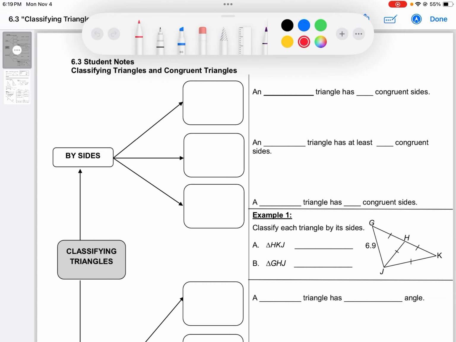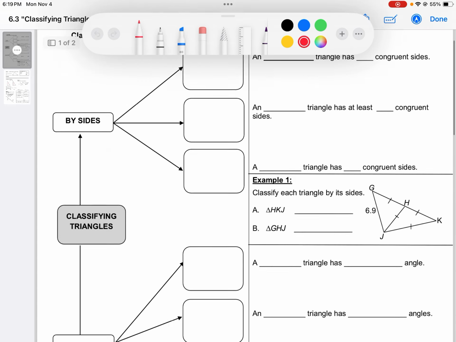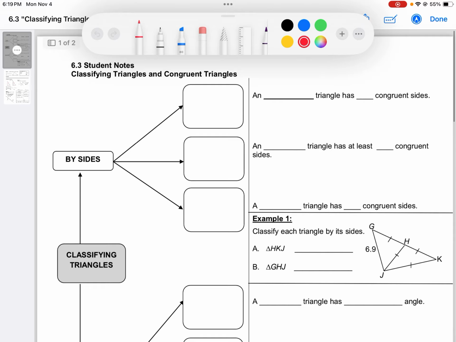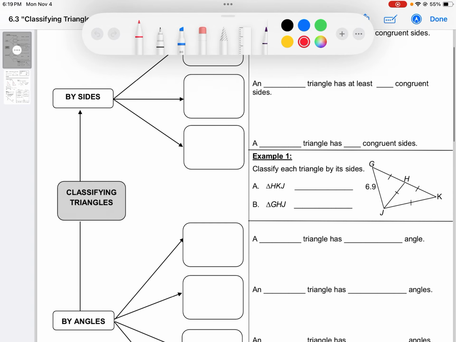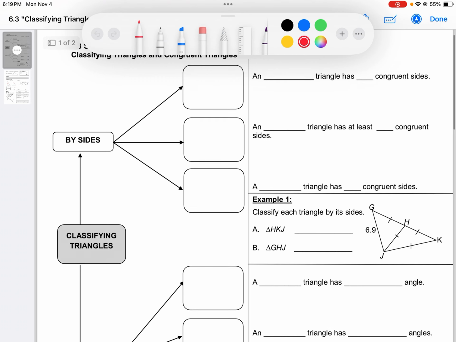6.3 is all about classifying triangles. That's kind of the first part of the notes, and then we'll move into congruent triangles. So, to start off with, we're going to be looking at the left side of the notes here. And we can classify triangles kind of in two ways.